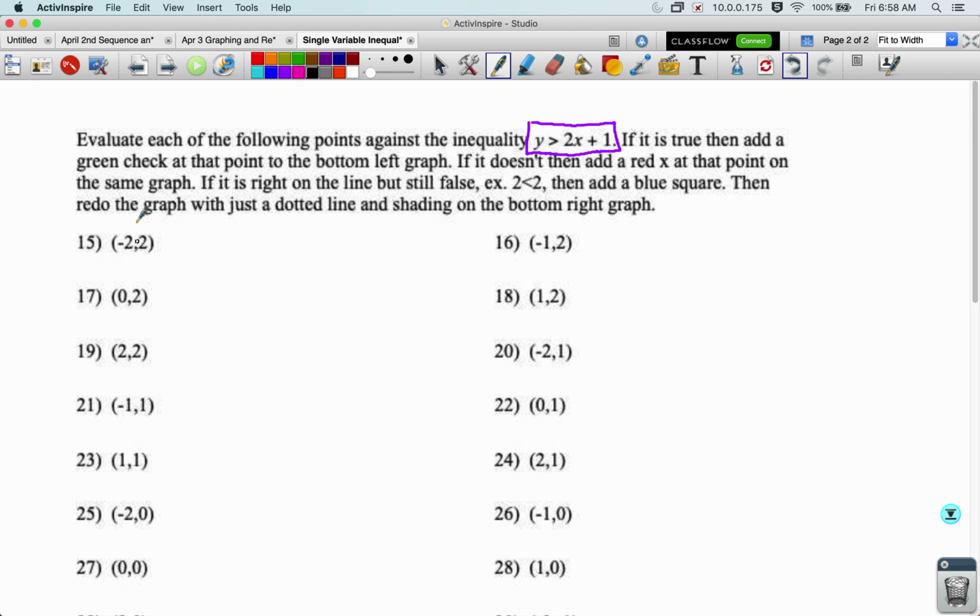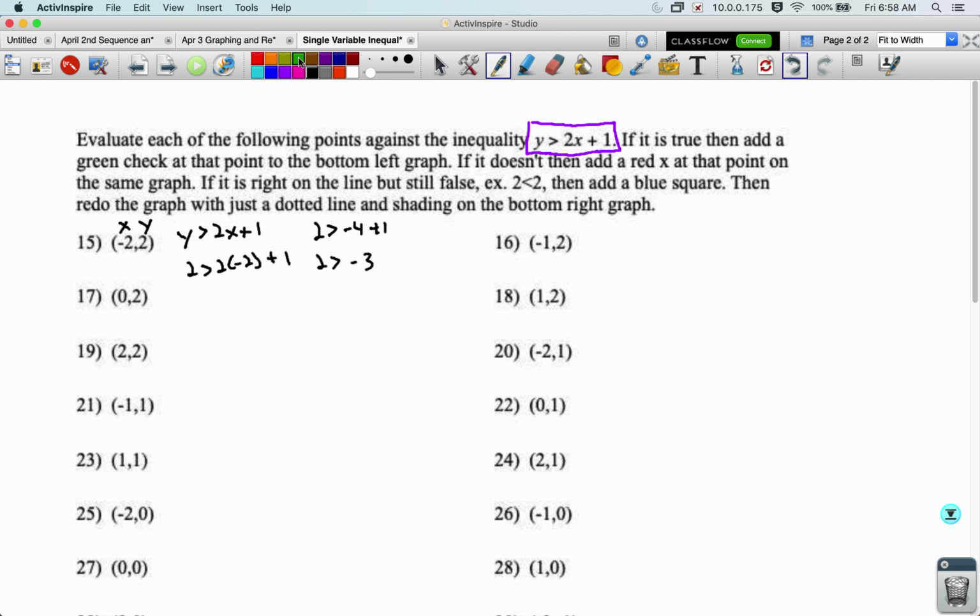All right, so let's start with the point negative 2 comma 2. Every ordered pair is an x and a y, so I want to plug that into this inequality here into the right spots. So the x has to get replaced with the negative 2, the y has to get replaced with a positive 2. So y is greater than 2x plus 1 becomes 2 is greater than 2 times negative 2 plus 1, which then becomes 2 is greater than negative 4 plus 1, which becomes 2 is greater than negative 3.